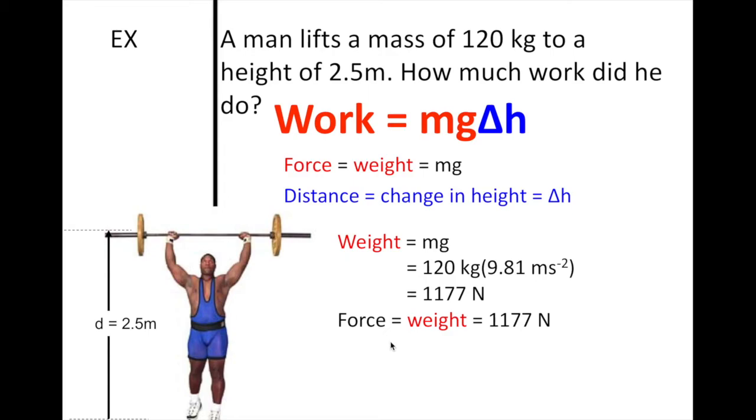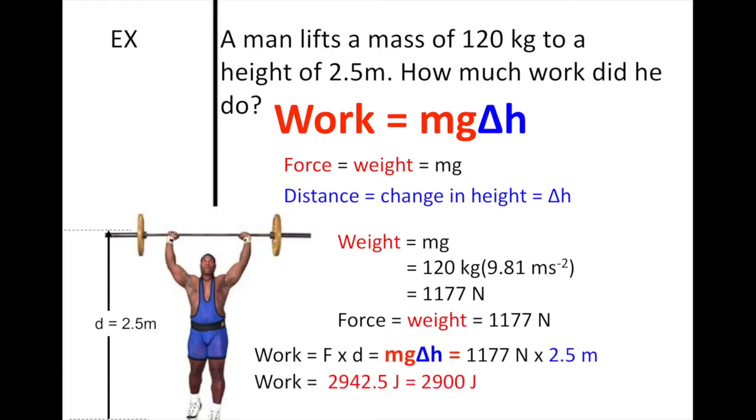Now we can plug it in to solve for the amount of work done, and that is the force times distance. When we plug in all of our numbers, we get an answer of 2,942.5 joules, which after taking into account significant figures, is 2,900 joules.